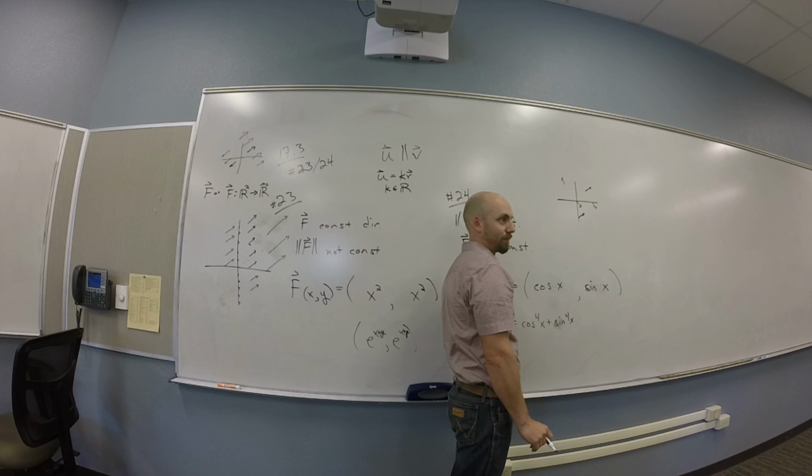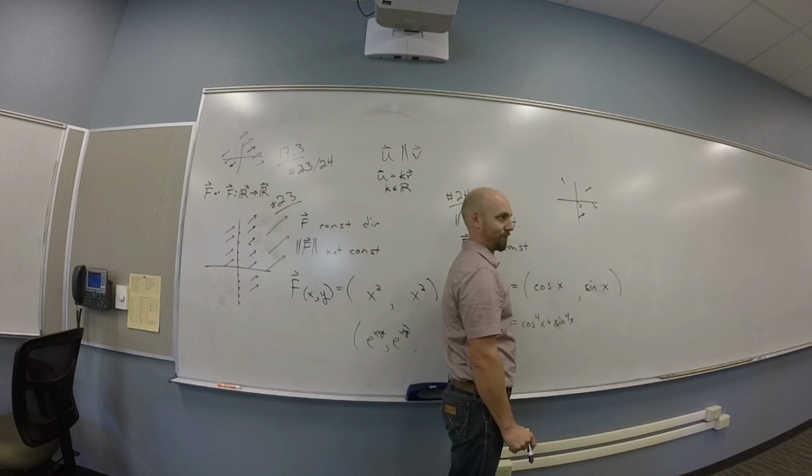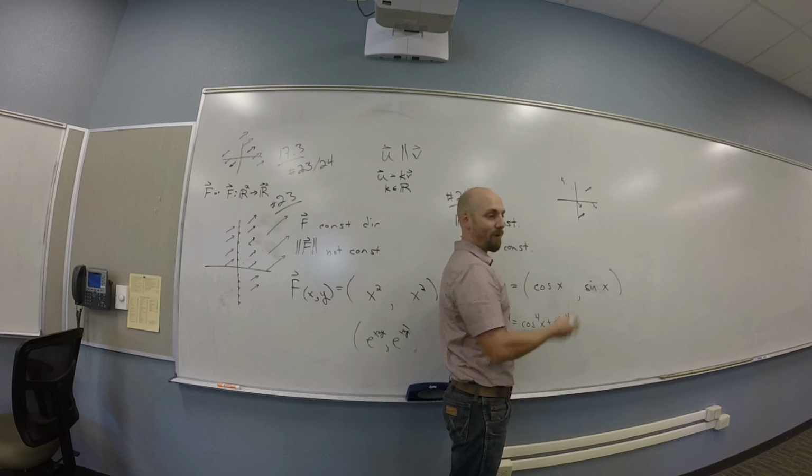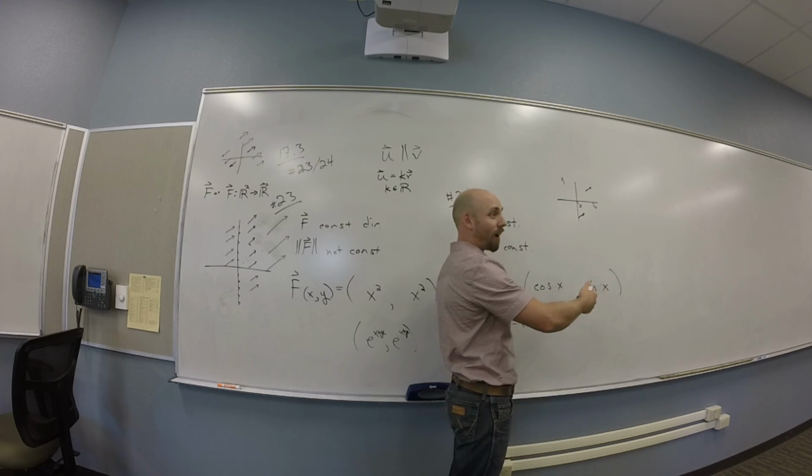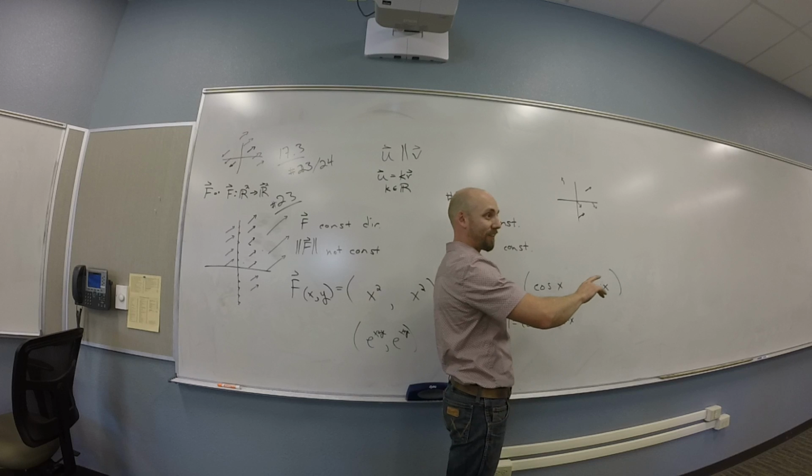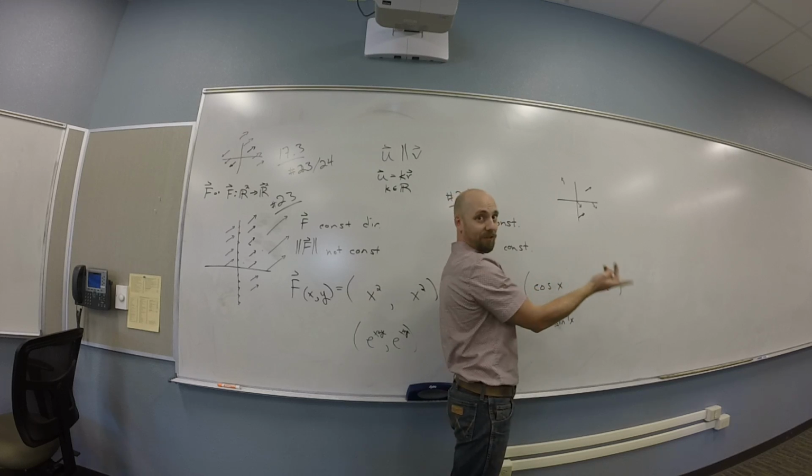So you could do this, and it's always equal to 1, because this thing's one long. Where does this thing point? I don't know, all over the place. As you range x between 0 and 2 pi, what does the directionality for this thing do? It goes in a full circle.